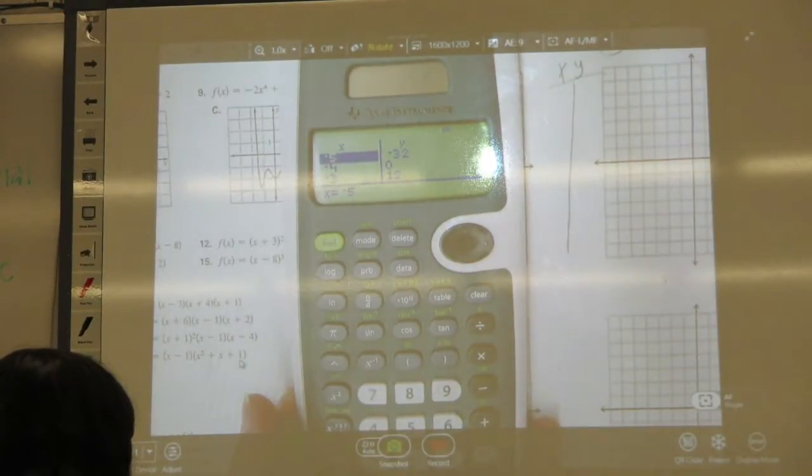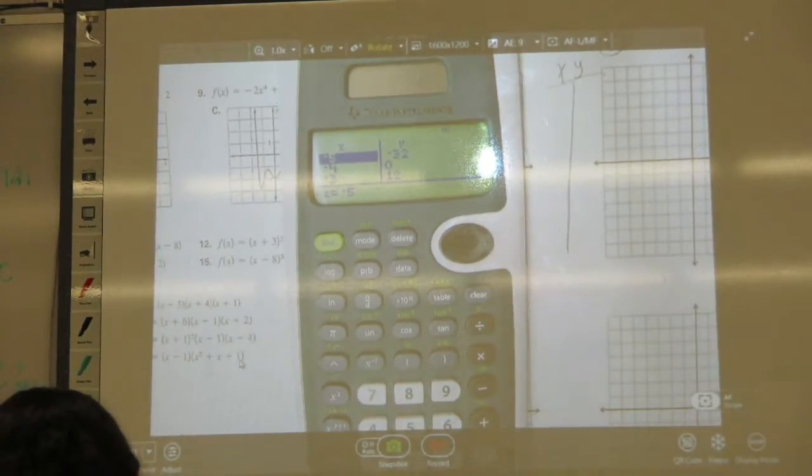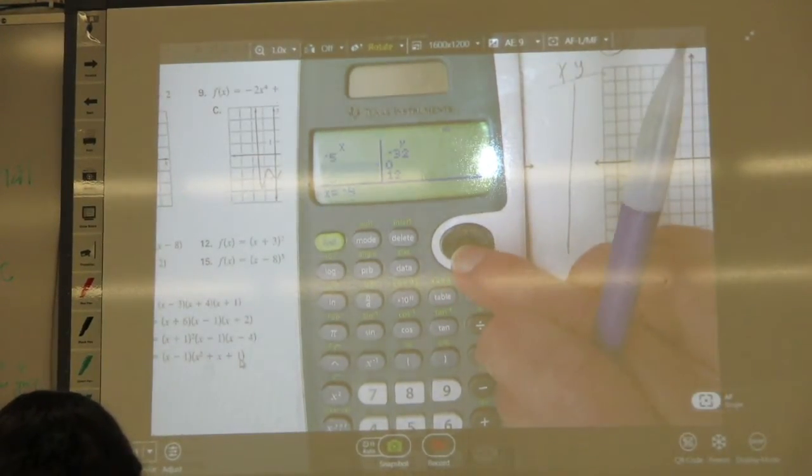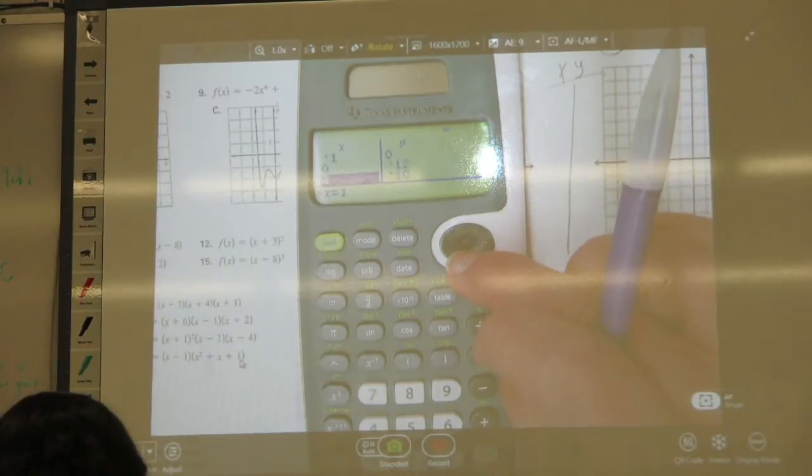This is number 17. Now this one. Okay, take a look at all these numbers. Sam, pay attention. Take a look at all these numbers. Are you going to scale this graph the same way you scaled the first one? No.